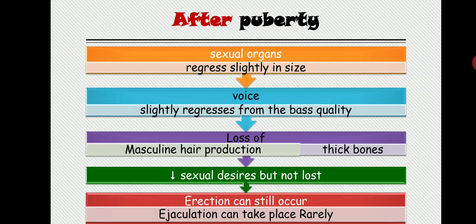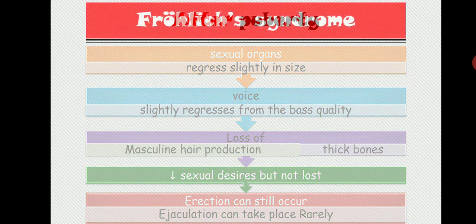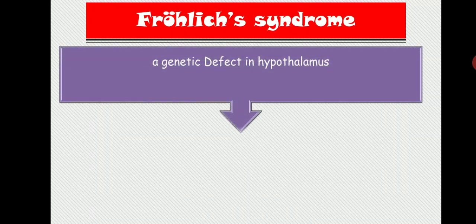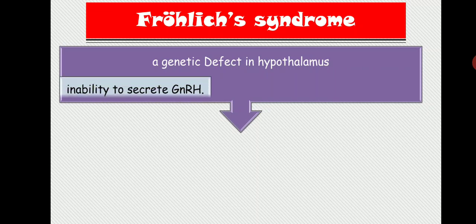Now one more thing that is given in Guyton in the recent edition is a syndrome known as Fröhlich syndrome. Now what is this Fröhlich syndrome? It is basically a genetic defect in the hypothalamus. Remember the term, it is a genetic defect in the hypothalamus that is unable to secrete GnRH. It is not the same as Kallmann syndrome. It is a genetic defect, and there is inability to secrete GnRH.